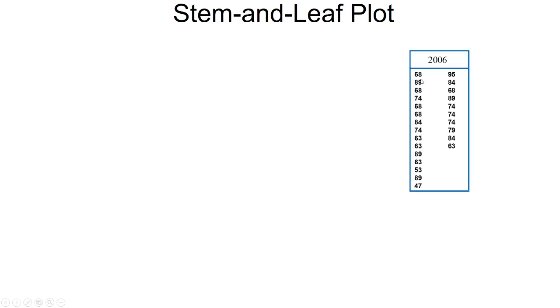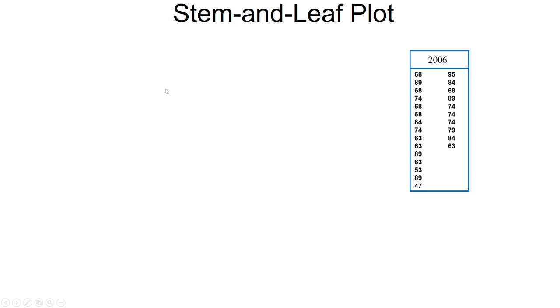So we're going to start with what we call a stem and leaf plot. And here's that data for 2006 right here. A stem and leaf plot is really cool because we use it to put data in order. You all could put all of these scores in order, but a stem and leaf plot is a really efficient and cool way to do so.